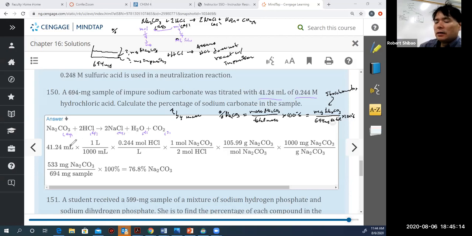All right, so let's see what they did here. They did milliliters of solution to liters of solution, liters to moles of pure HCl, moles of pure HCl to moles of pure sodium carbonate, moles of pure sodium carbonate to grams of sodium carbonate, grams to milligrams. And then they plugged it in. So this is step one here, and this step equals 533 milligrams of sodium carbonate according to their calculation. And then in step two, they calculate the percent by mass. The percent by mass is the mass of sodium carbonate over the total mass, which would be the mass of the sample times 100%, which gives us 76.8% here.